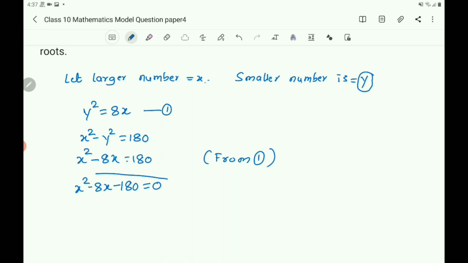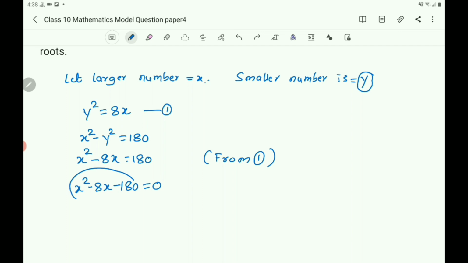Now you got a quadratic equation which is in the form of ax square plus bx plus c equals 0. You must solve the quadratic equation to find the value of x. You know that you can use the quadratic formula or factorization to find the roots of the quadratic equation. x square minus 8x minus 180 equals 0.